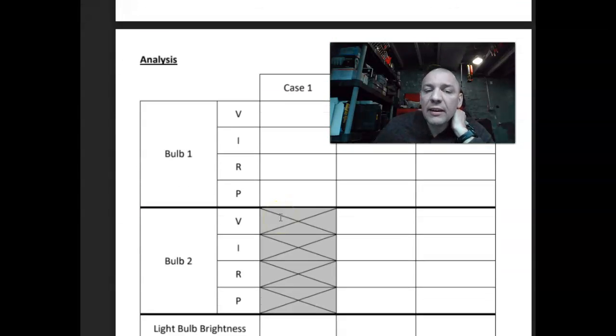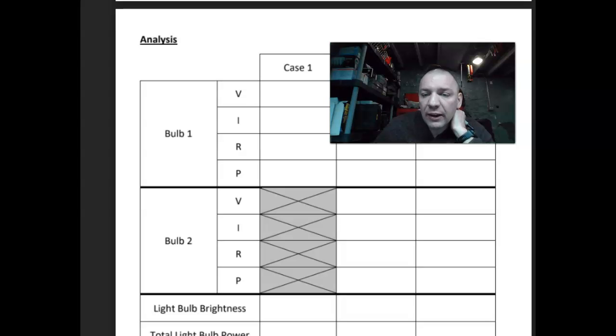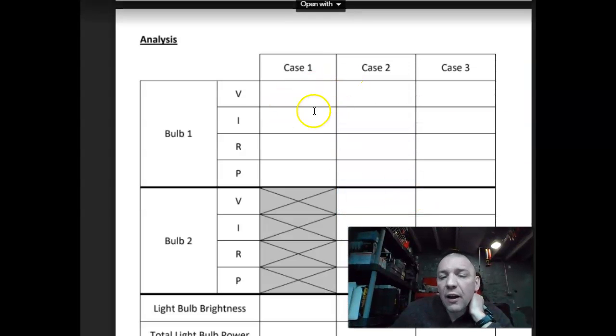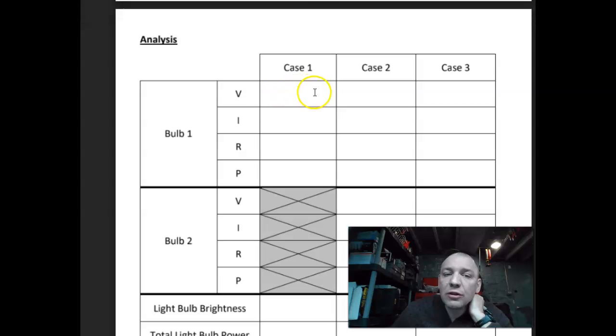And then when you get those all said and done, you're going to take your numbers from each of those cases and fill out this data table. So the voltage for case 1, the current for case 1, the resistance and power you calculate for case 1. There's no bulb 2 for case 1, so those are X'd out.